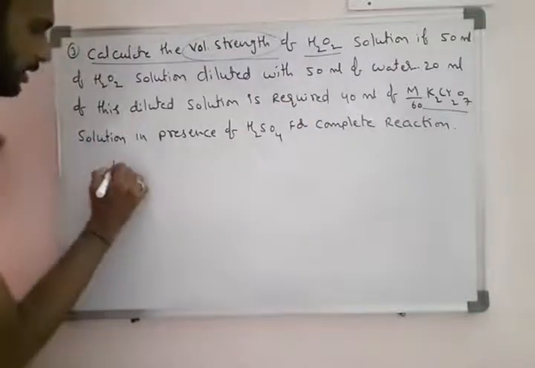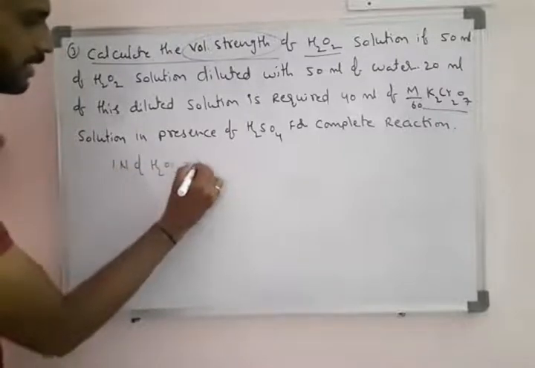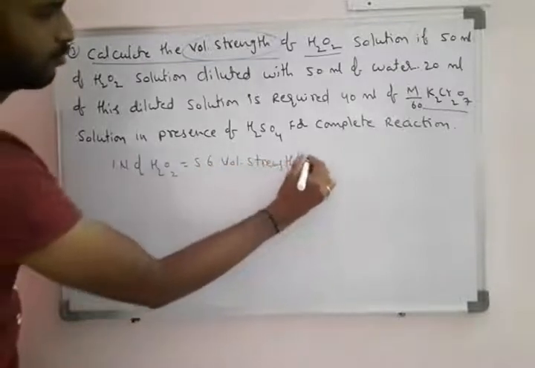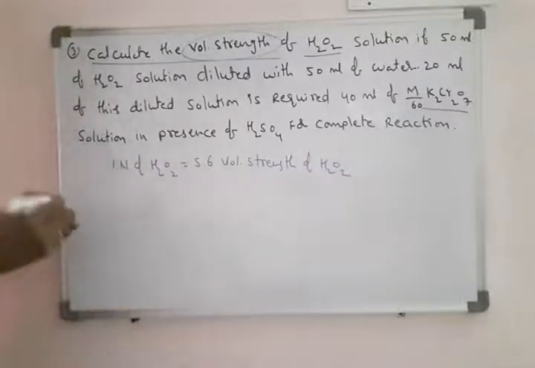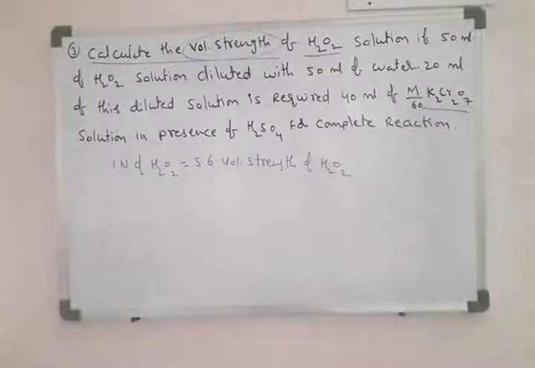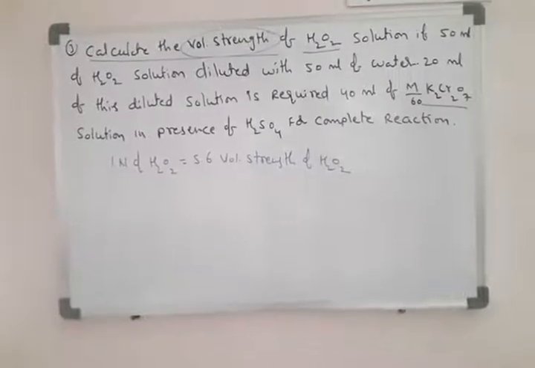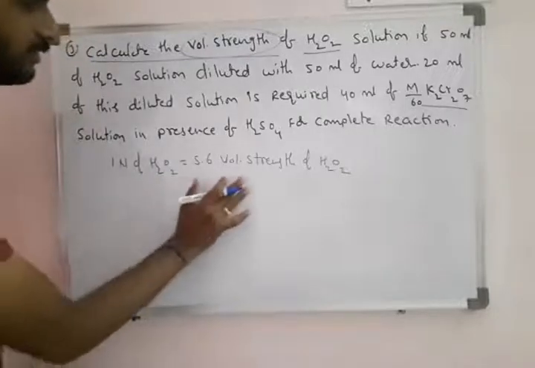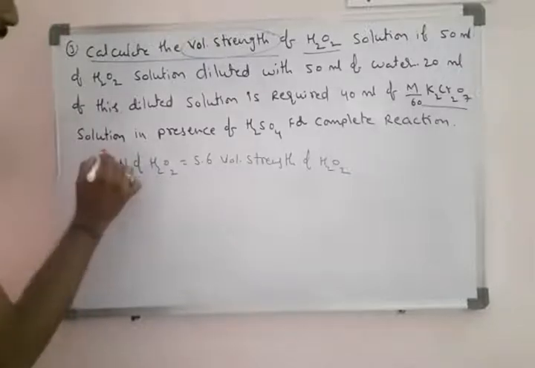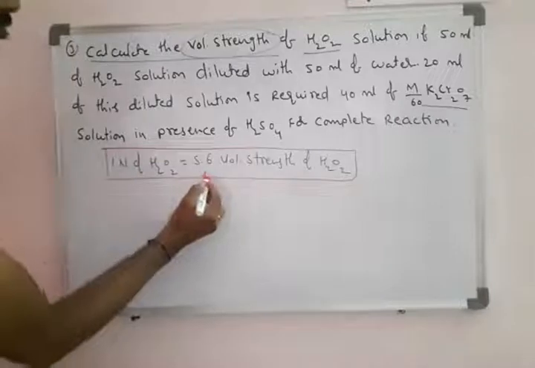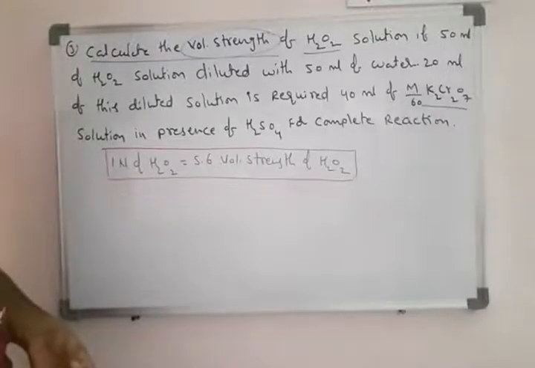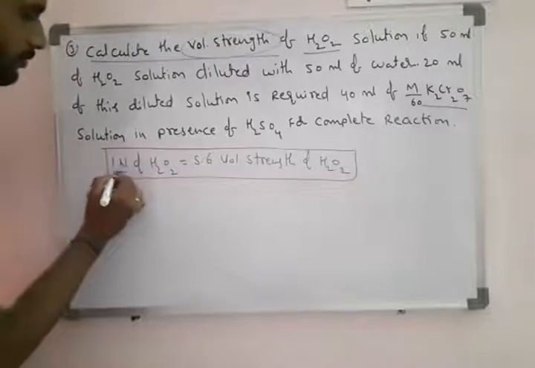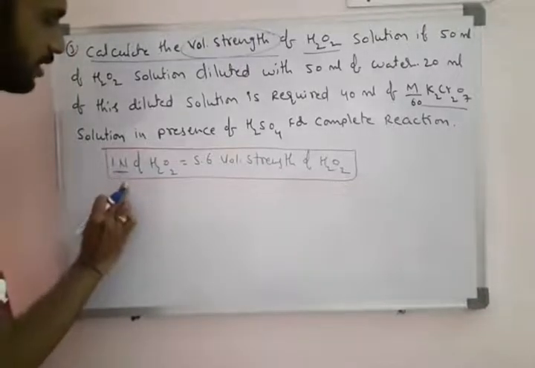By taking a general formula, one normality of hydrogen peroxide is 5.6 volume strength of hydrogen peroxide. Okay, listen: one normal hydrogen peroxide is equal to 5.6 volume strength. So to know the volume strength, it is compulsory to get its normality. In every problem, there must be given information to calculate normality.